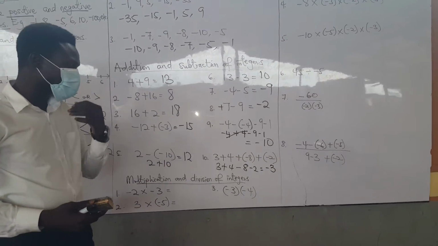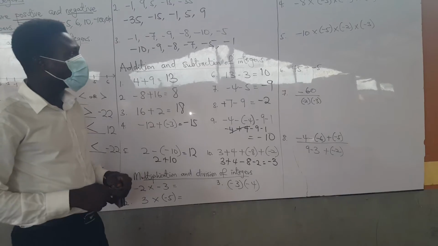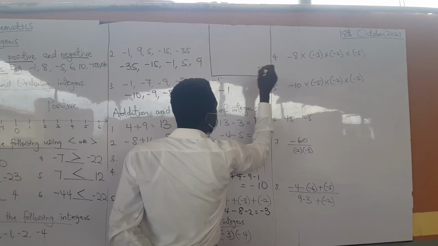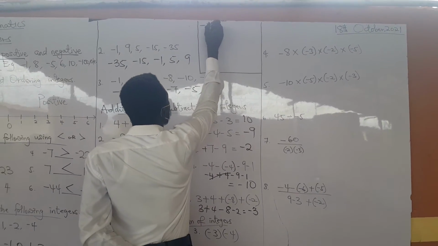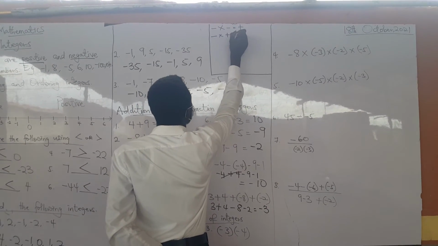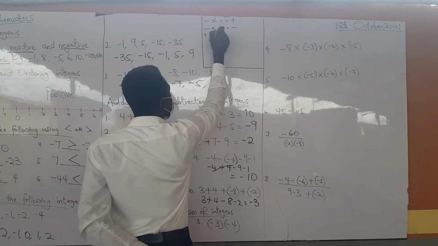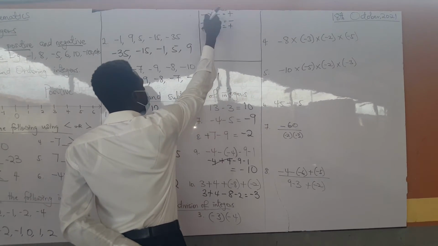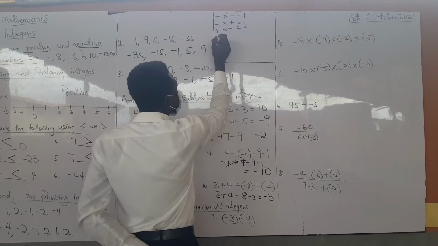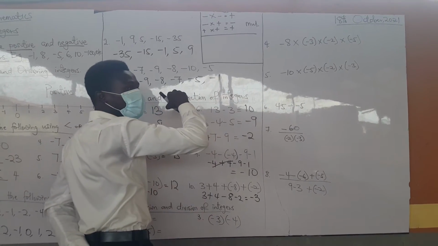Now let's look at the last part, which is multiplication and division of integers. With the multiplication, we have to note certain things. When it comes to the multiplication of integers, we have negative times negative giving us positive. Negative times positive giving us negative. And also positive times positive is positive. If I take the negative here, positive here, it's also the same thing. That is for the multiplication.